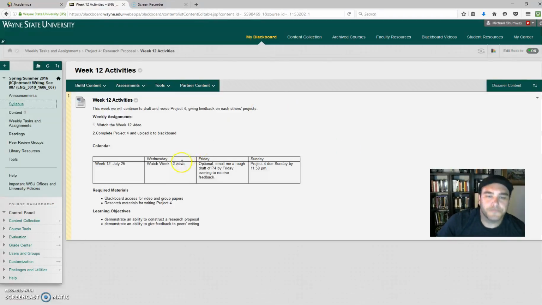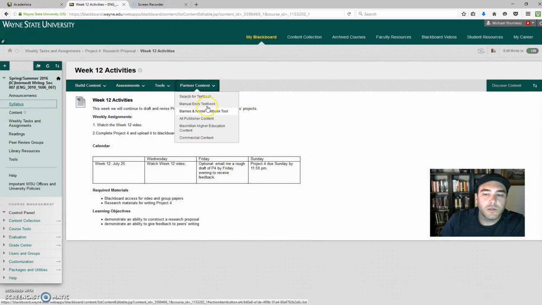And as you'll notice, on Friday, if you email me anytime before Friday evening with a draft of Project 4, I'll give you extensive feedback on it. I do this because you don't really have a chance to get feedback from your peers this time because of the nature of the semester. So I'm happy to look at as many drafts as you want over the course of the week, and I will get them back to you very quickly. Then by Sunday, you should have uploaded your Project 4, and that will be your final major assignment.